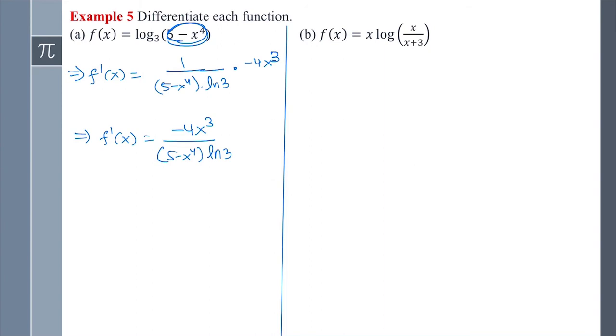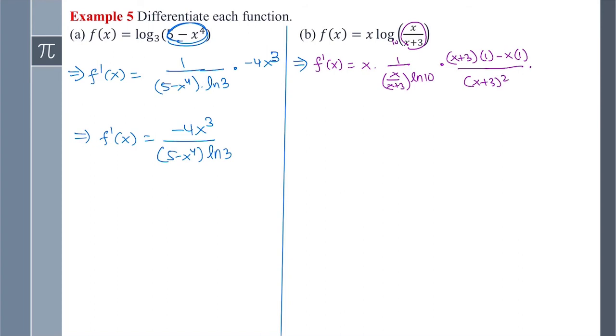Here we have two functions, x and log of x over x plus 3. So we have to use the product rule here. The derivative is f prime of x equals the first function times the derivative of the second. The derivative of this function is 1 over x plus 3 over x times natural log of 10, because the base of this log is 10, times the derivative of this inside function, which is a quotient. So we have to use the quotient rule here: denominator times derivative of numerator minus numerator times derivative of denominator, divided by denominator squared. Plus the second function, log of x over x plus 3, times the derivative of the first function, which is just 1.